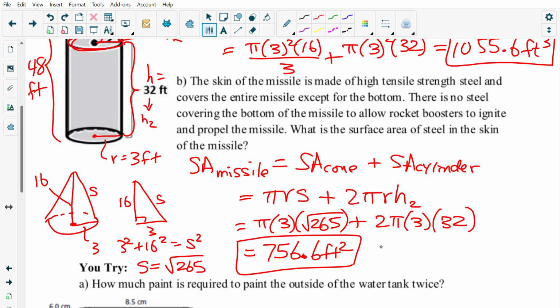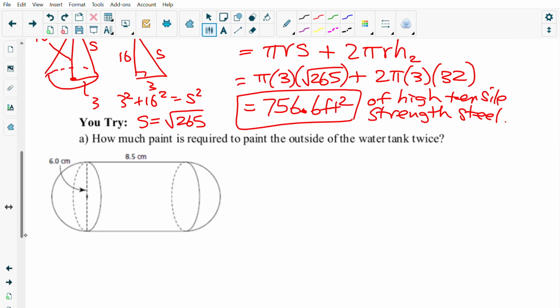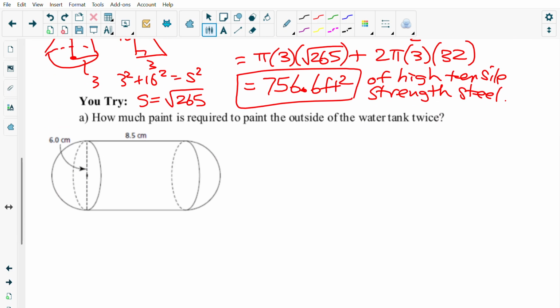Okay, 756.6 square feet of high tensile strength steel. Alrighty, done with that one. Pause it here, give this a try.